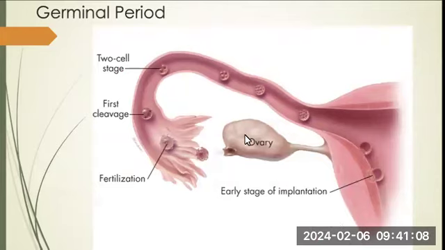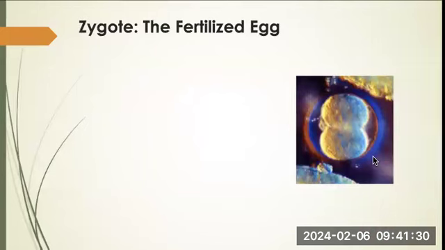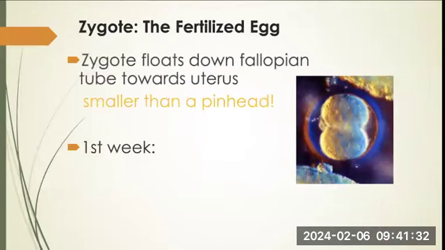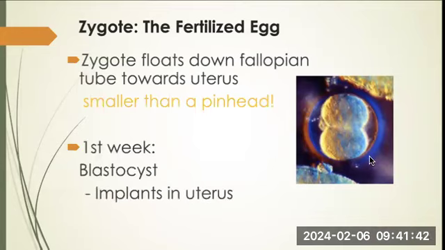Here's another example. There's the ovary, which releases the egg, and that kind of flowery thing is the fallopian tube. So fertilization occurs in the fallopian tube and it starts to travel into the uterus. As it is traveling, it is continuing to grow through mitosis. Any questions? So the zygote floats down the fallopian tube towards the uterus. The zygote is smaller than a pinhead. And by day 10, it is a blastocyst and it's implanted in the uterus.